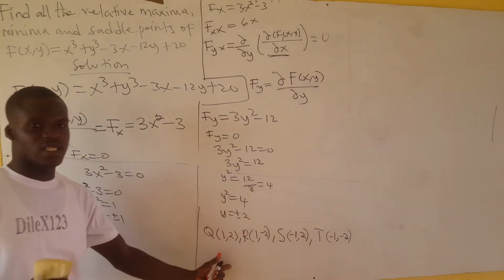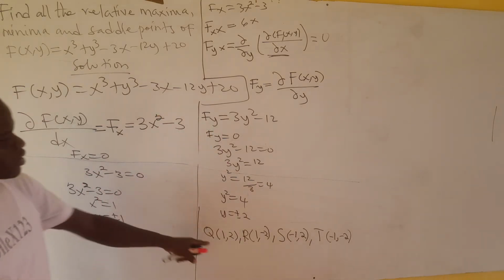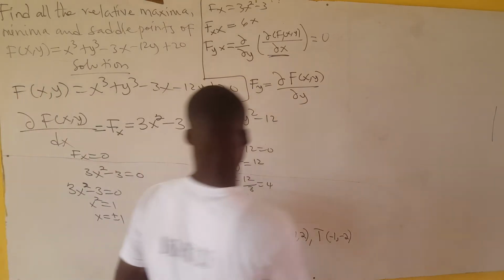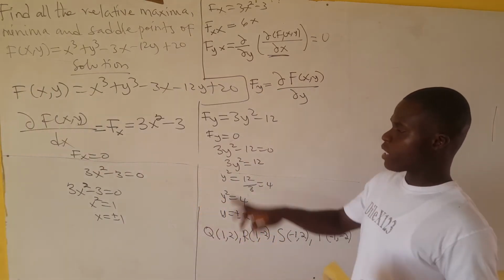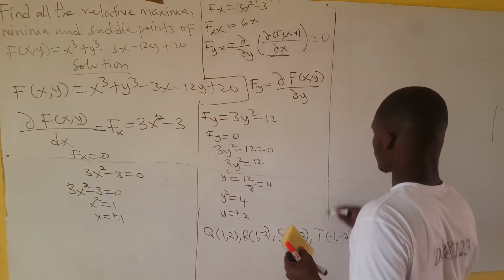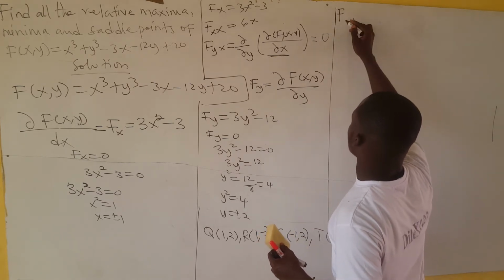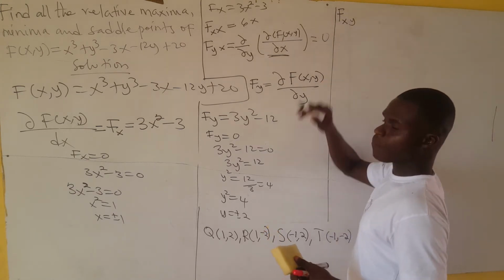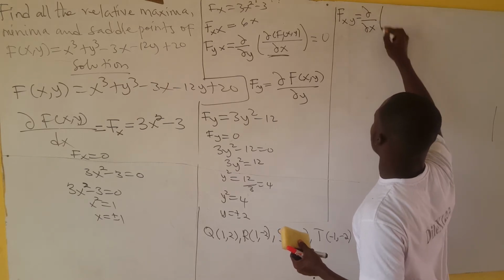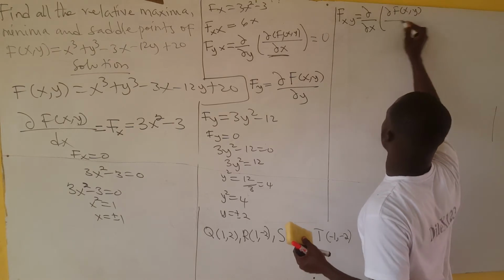And it's from what we're about to do that will let us know which of these points are maxima, which are minima, and which are saddle. So let's move on. We need to also find the second order partial derivative of fy. So let's find fyx. fyx is the same as differentiating with respect to x a certain function which has already been differentiated with respect to y.